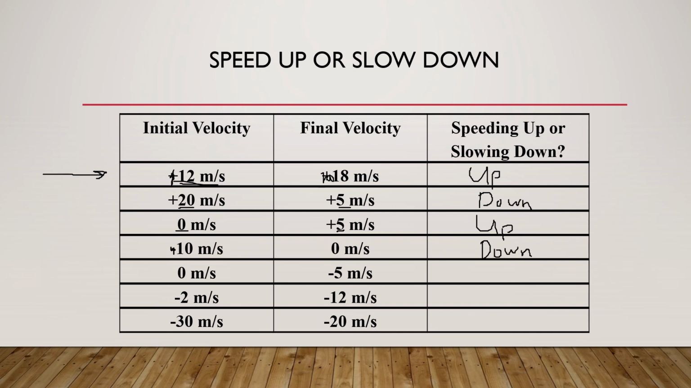What, Pizzuto? Pretend the signs aren't there. You're going from 0 to negative 5. How about I say you're going from 0 to 5 meters per second left? Oh, you went from 0 to 5. So you sped up. Pretend the signs aren't there. You're going from 2 to 12. Well, you're speeding up. You're going from 30 to 20. Well, you're slowing down. Pretend the signs aren't there.